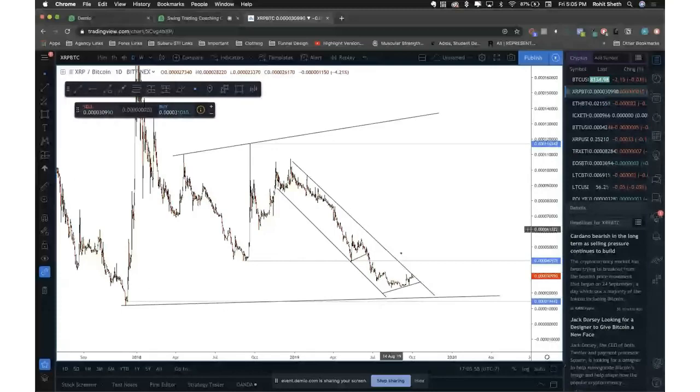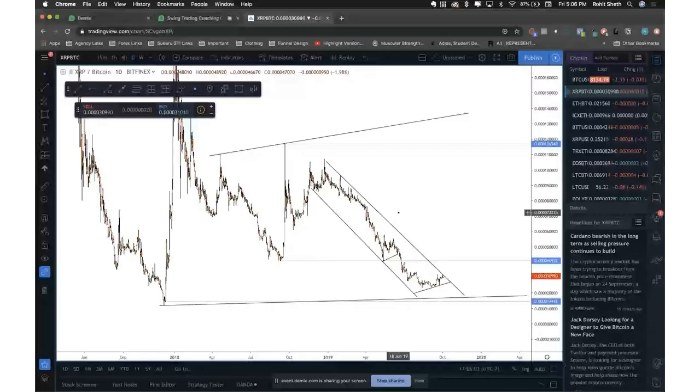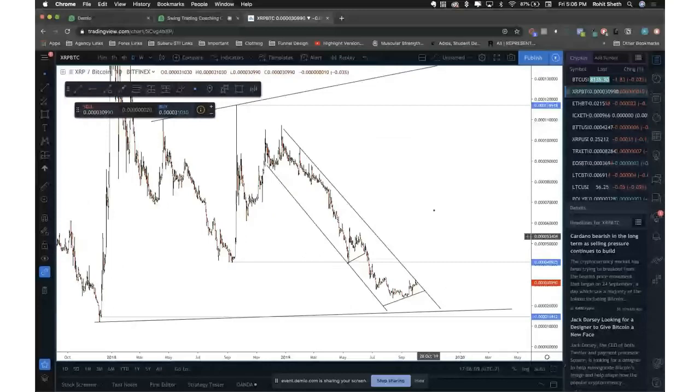So here we are with XRP BTC. I've been saying this is going to be one of the bigger moves for 2020. So keep your eyes on XRP. This is going to be a nice, beautiful push to the upside. Ton of percentage, ton of move to be happening.